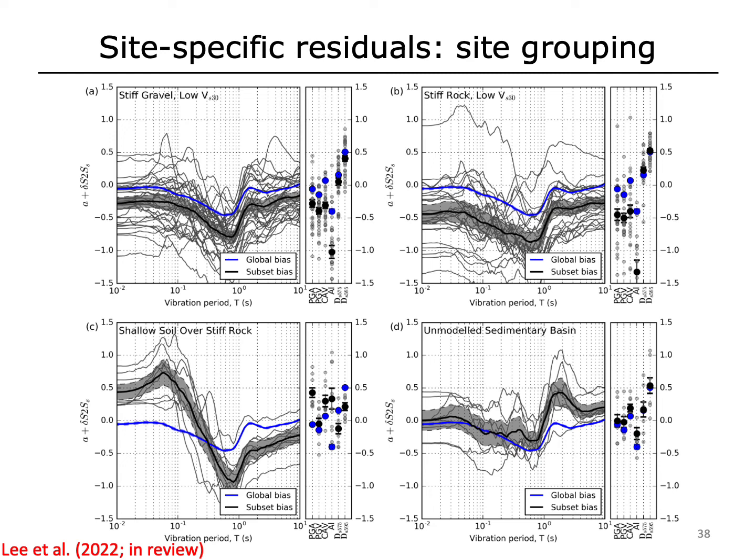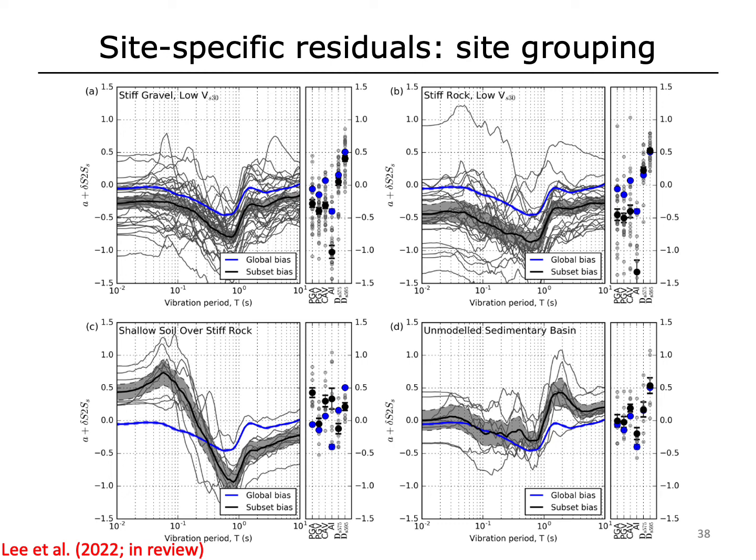So in these four different panels, we're looking at four different types of sites. That's indicated in the upper left-hand corner of each of the panels. The grey lines for each panel show the site-specific residual for that individual site. The blue line represents the global bias across all sites, and the solid black line with the shaded region represents the mean bias for this particular subset of sites.